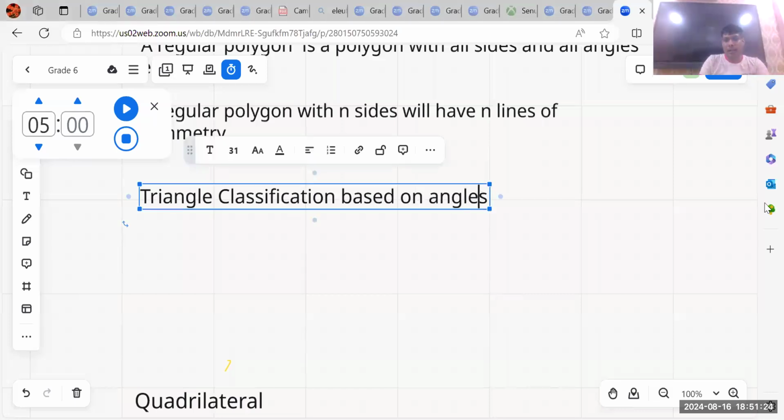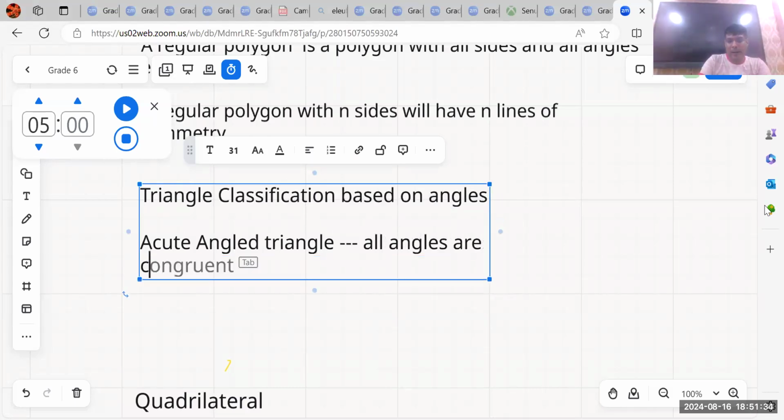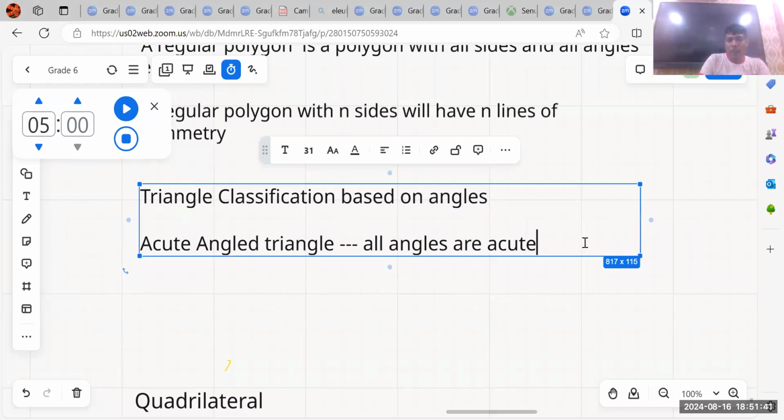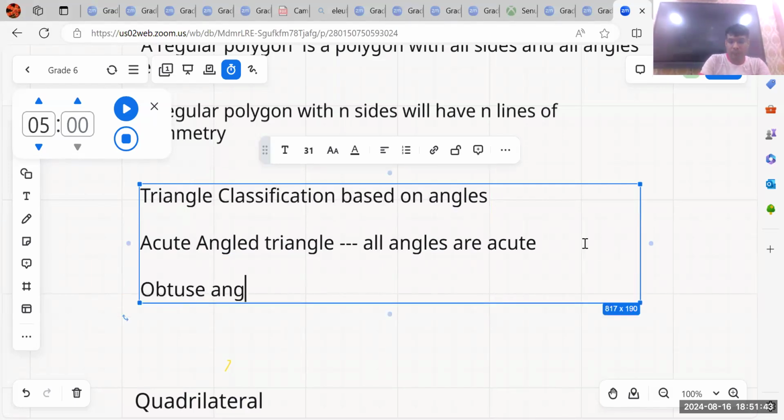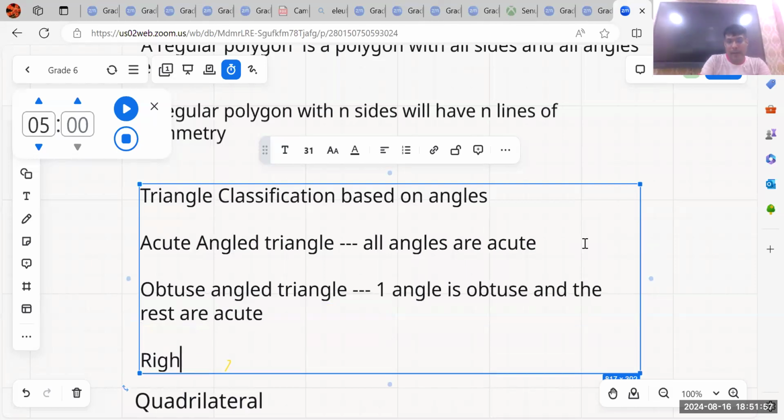So next is, first is the acute angle triangle. All angles are acute. Which is the next one? Obtuse angle triangle. One angle is obtuse and the rest are acute. Then we have the right angle triangle.